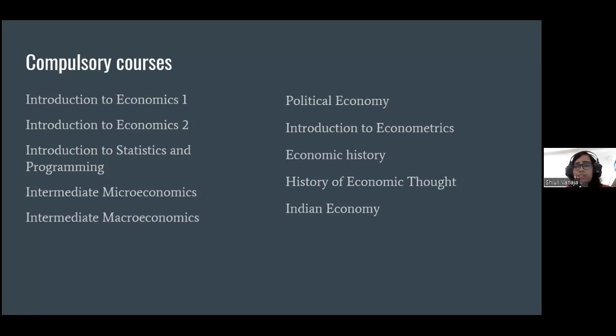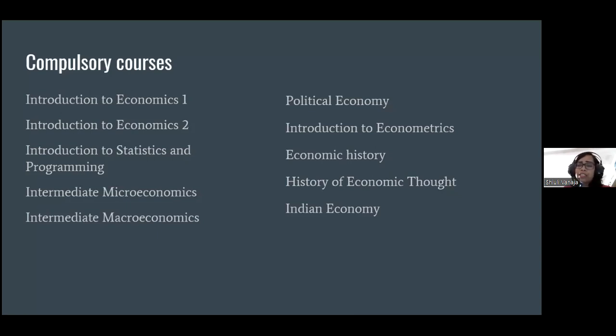Then we have introduction to econometrics. So you need advanced econometrics to learn how to make meaningful use of data and draw interpretations. Then you would see economic history and history of economic thought. These are also two courses which you will not find in other curricula, but they are part of our compulsory courses. Everybody has to do it. And the idea is that you cannot be a good economist if you don't have an understanding of what has happened in the past and why, specifically major economic events in history. And history of economic thought basically talks about how economics itself has developed, right? What were the classical thinkers thinking, how it moved to neoclassical thinkers, and so on.